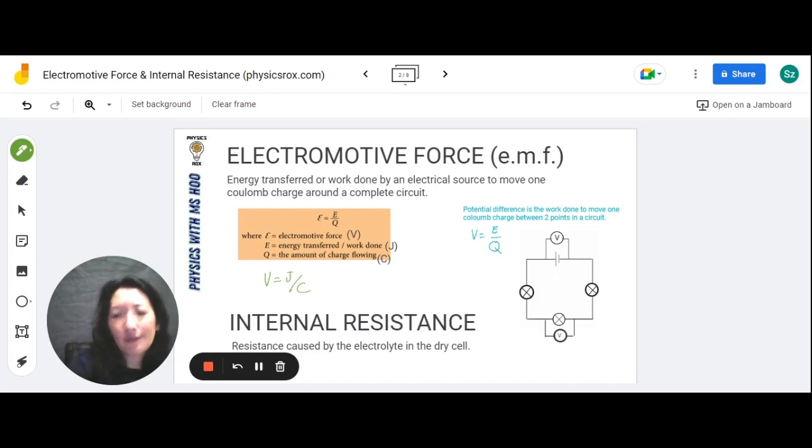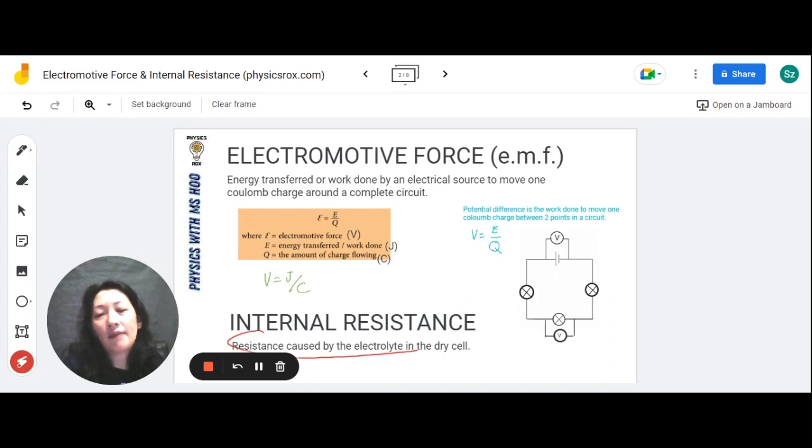Right? So you don't need to fret so much about the formula, right? Because it's essentially just based on the definition. Now, internal resistance, on the other hand, refers to the resistance caused by the electrolyte in the dry cell. Okay, what does this mean?